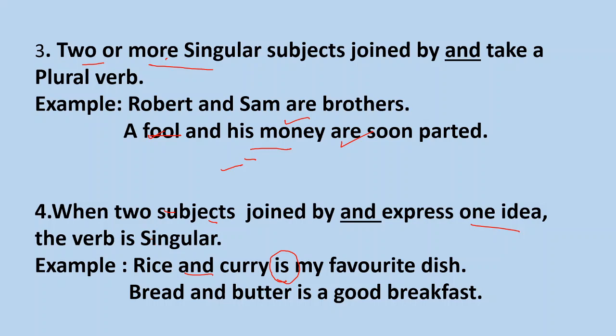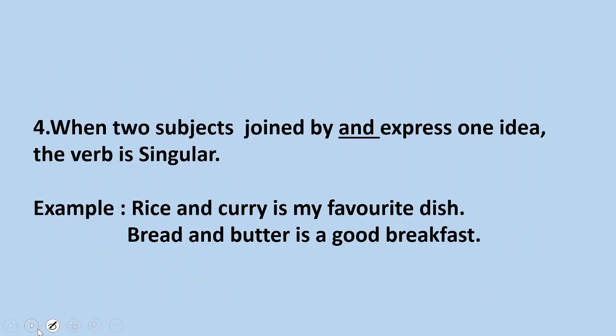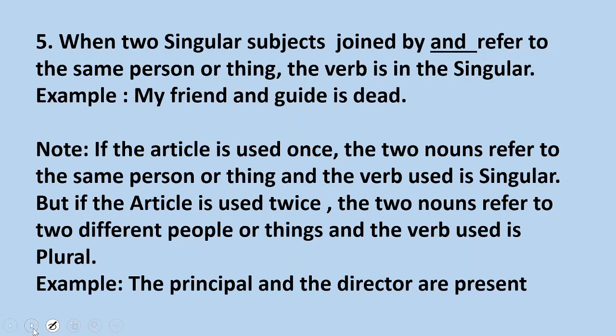I hope you are understanding. Rice and curry, though they are different subjects, are giving one idea. Therefore, the verb is always singular. Here, bread and butter is always good for breakfast. That is giving one idea. All right. Next, you see. Number 4th rule, when two subjects are joined by and, this is the same thing: one idea, the verb is singular.